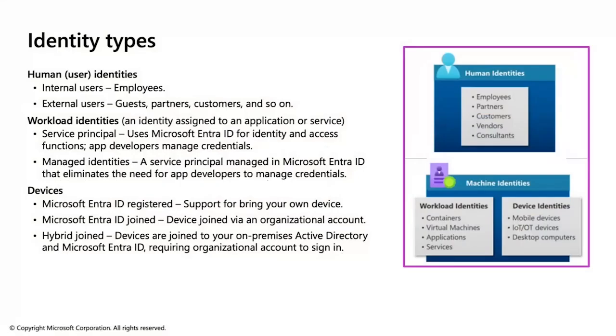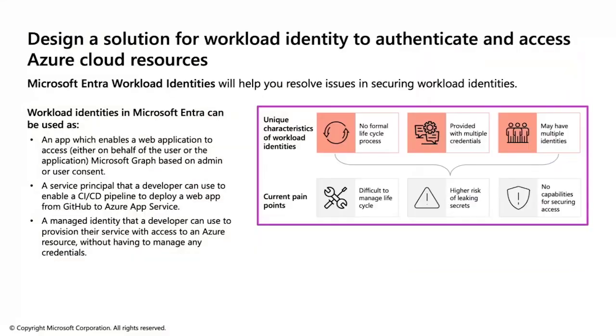So these are three different types of device options available in Intra ID that we can manage. Now, what next do we have? When we talk about designing a solution for workload identity to authenticate and access Azure cloud resources, what happens? Workload identities in Microsoft Entra can be used as an application which enables a web application to access Microsoft Graph, either on behalf of the user or as the application, based on admin or user consent.